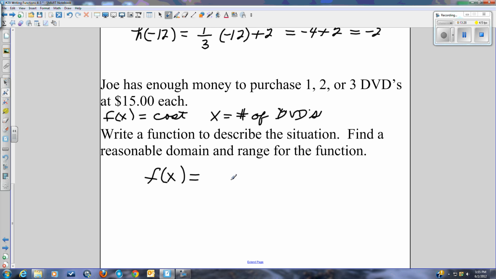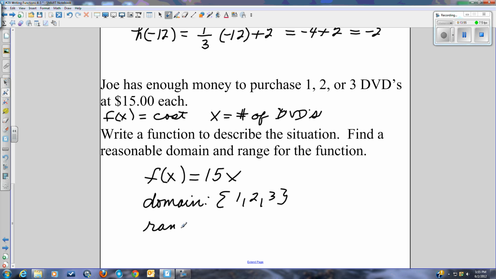So f of x is equal to $15 times the number of DVDs because they're $15 a piece. So f of x equals 15x. So let's see. They want to know what the domain is for this function. Well, how many DVDs can he buy? Well, it tells you right in the problem. He can buy 1, 2, or 3 DVDs. So 1, 2, and 3 is our domain.